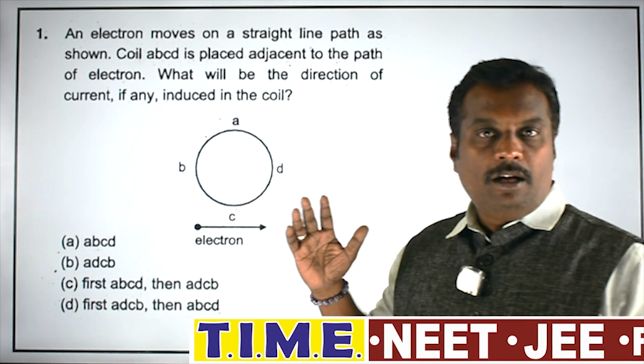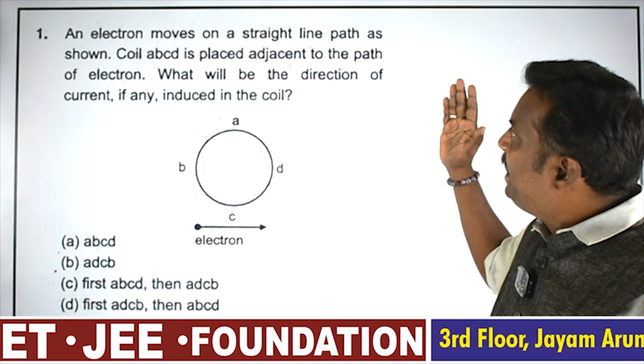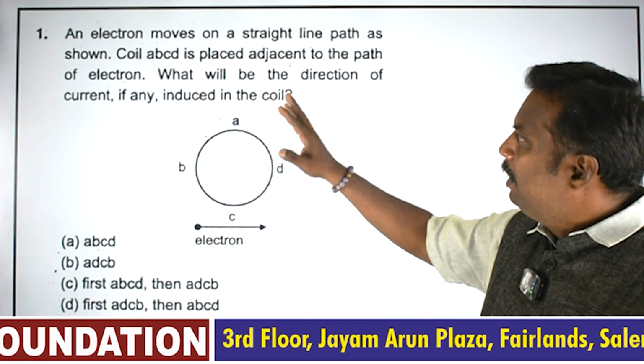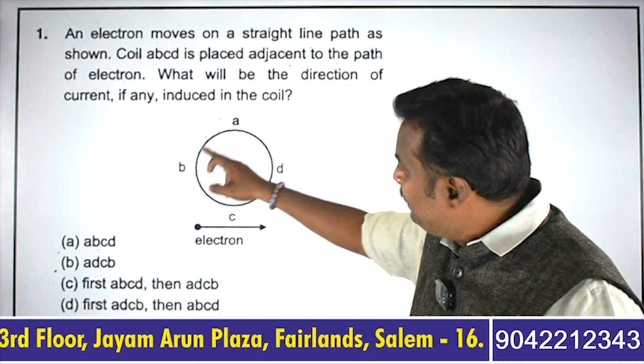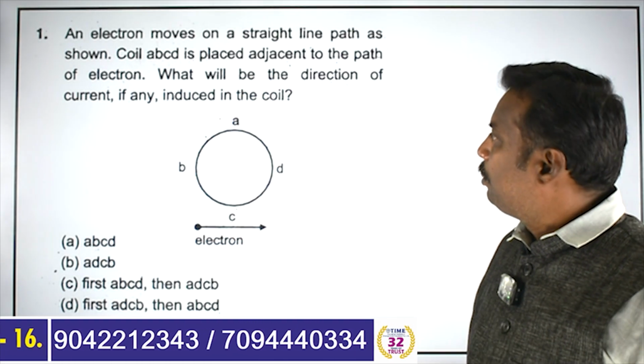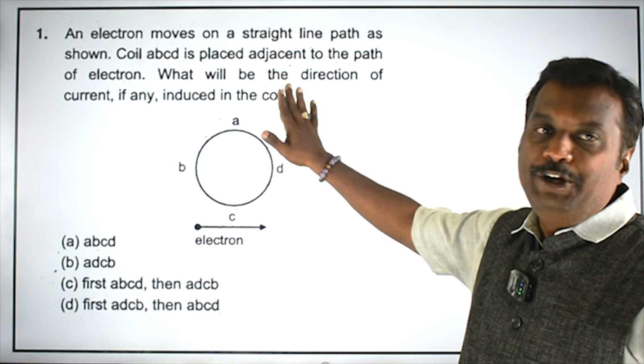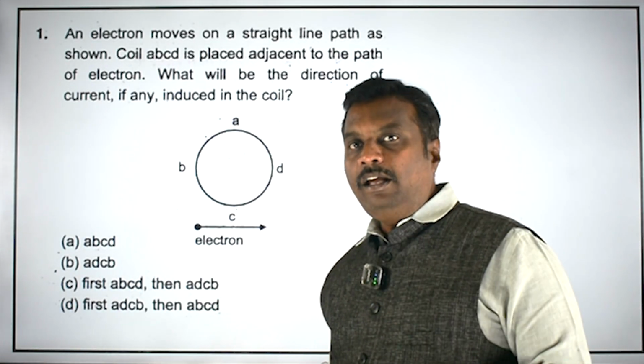So let's go to the first question in J, right? Now, an electron moves on a straight line path as shown, and the coil ABCD is placed adjacent to the electron. The electron is moving and you have got a coil is placed. What will be the direction of the current, if any, induced in the coil? So in this there are three questions asked.